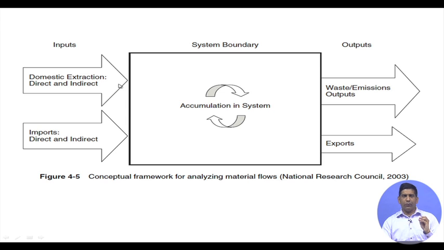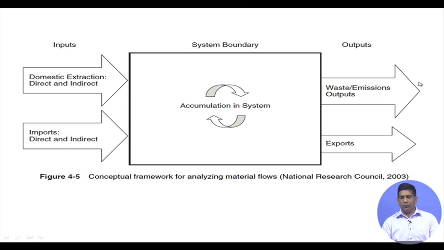So for any particular system, say lead, we are looking at extraction through to production of lead products, and finally there will be disposal. Throughout the system, there are some inputs coming in. At the very beginning you will have the input of domestic extraction, direct or indirect. There could be some imported extraction as well. We are getting the raw material. As you will see, most of the countries do import and export things as well. So these are what come into the system boundary.